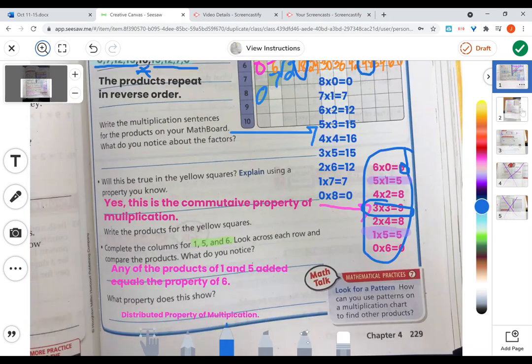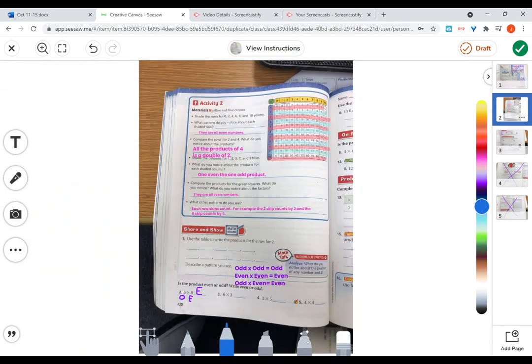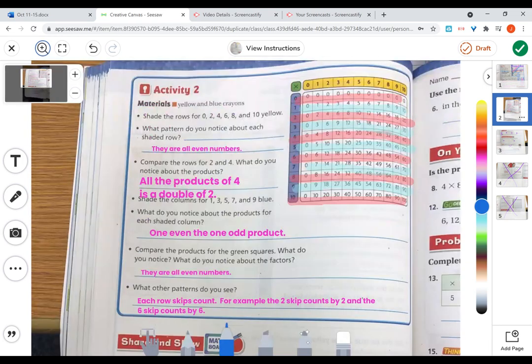On the next page, they were asking you to just look at some other patterns. If you look across all of the orange rows that I've highlighted, you're going to notice that they're all even numbers. And that's because the actual factors are even numbers. When you look at the light blue, you're going to notice that you alternate between an even product, odd product, even product, odd product.